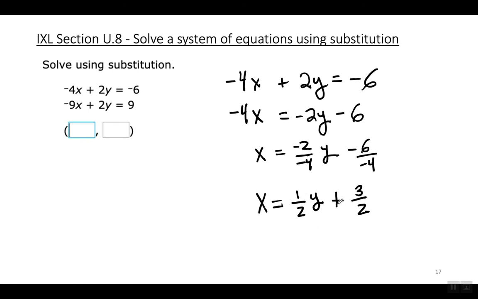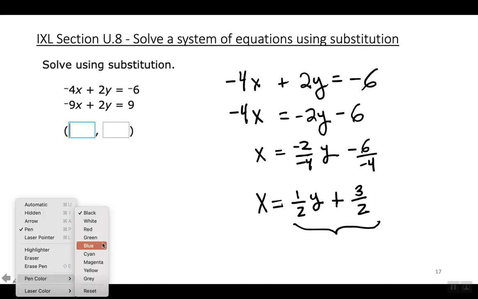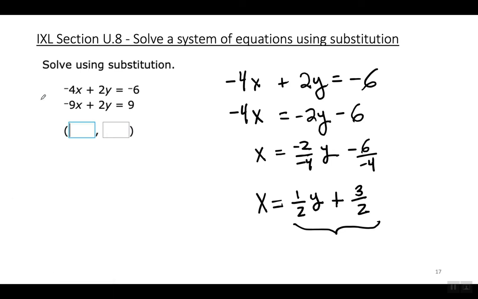So now I got more fractions. All right, so now I'm going to substitute this expression for x in the bottom equation. So in the bottom equation, I'm going to have negative 9 parentheses 1/2 y plus 3 over 2. It may be that in the challenge zone you have to deal with fractions, so you're going to have to know how to do this.